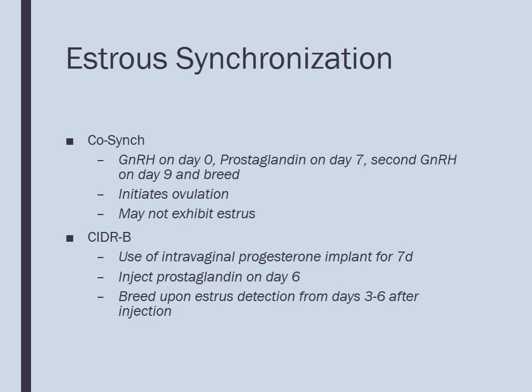Co-Synch is a variation of the previous one in which you give the second set of GnRH and breed at the same time. One of the things that you'll see in those two systems right there is animals may not exhibit estrus. It's important to understand that you have made them ovulate. The hormones should have been successful, all other things working properly, of course, that they should be ovulating.